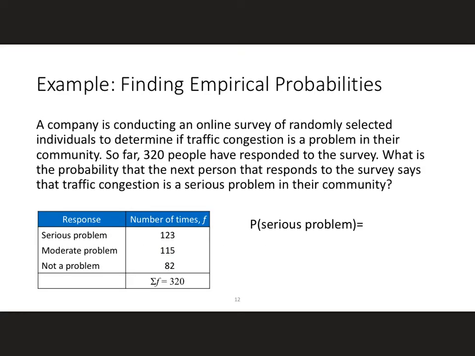Here we're going to look at an example. A company is conducting an online survey of randomly selected individuals to determine if traffic congestion is a problem in their community. So far, 320 people have responded to the survey. What is the probability that the next person that responds to the survey says that traffic congestion is a serious problem in their community? So we're finding the probability of a serious problem. So we're going to say how many say there is a serious problem. You're going to look at the data given to you, and we have 123 out of how many total, and that's your 320.